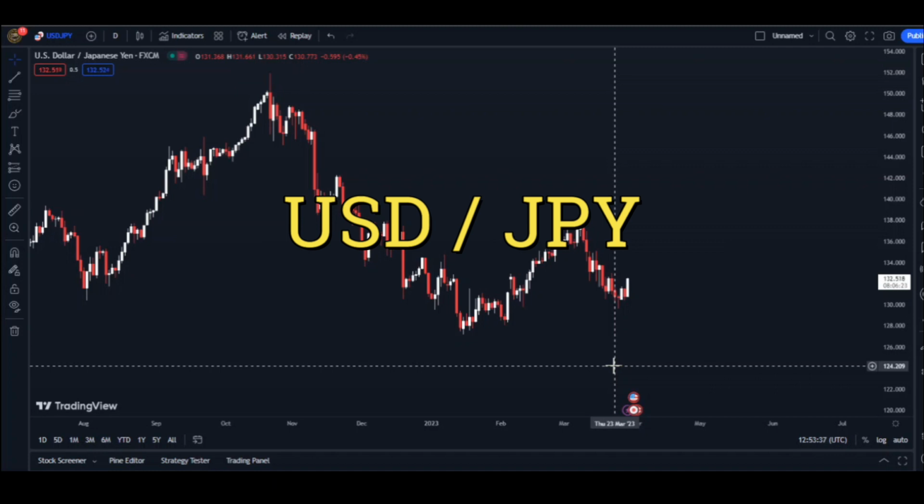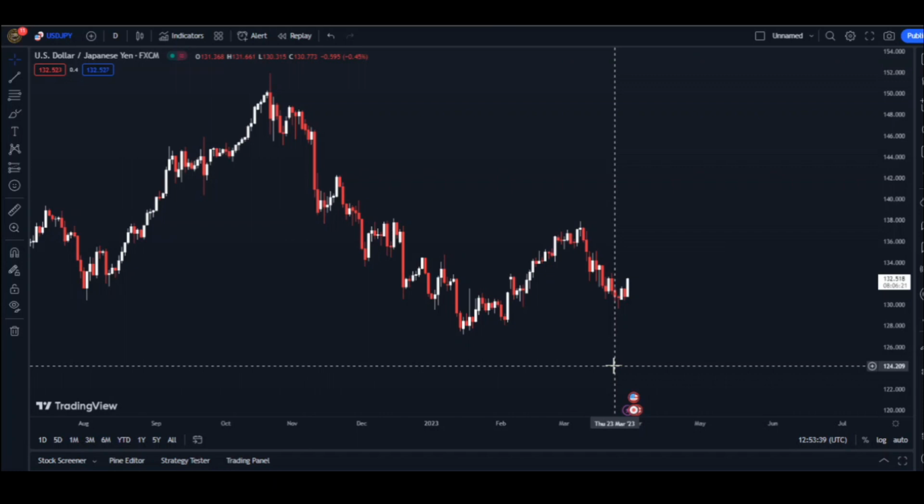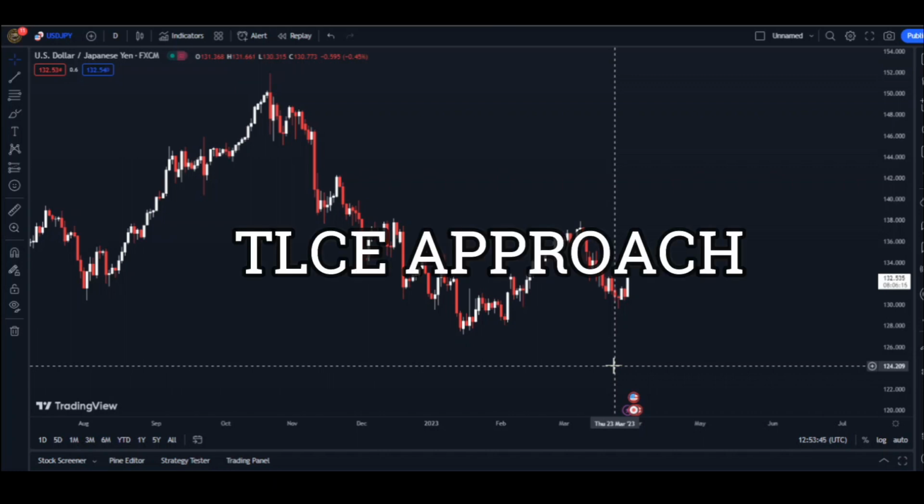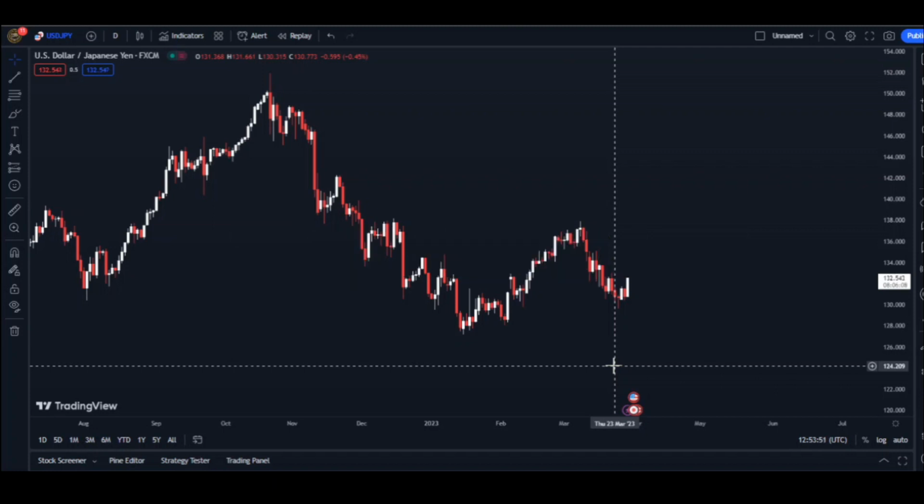So, normally, sorry about that. I follow a certain basic principle of technical analysis. That is my TLCE rules. T stands for trend and market structure. L stands for our level or key significant zone. C stands for our confirmation, and E stands for our entry and exits for this particular pair.